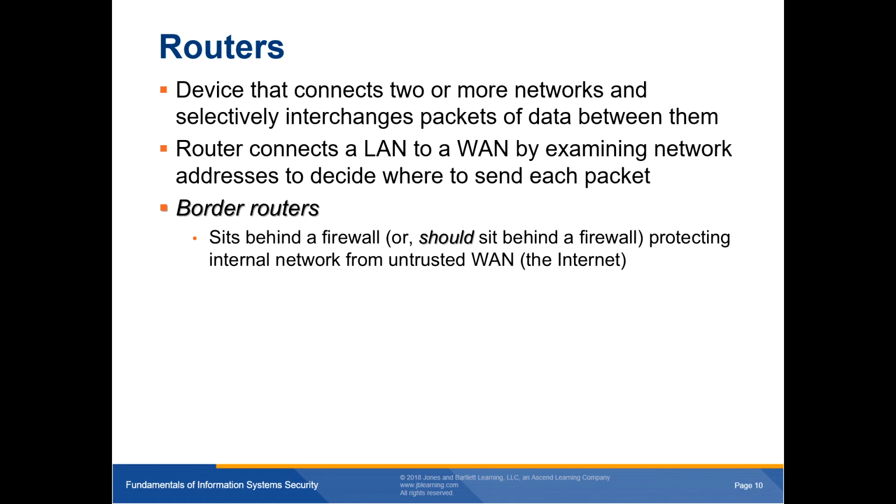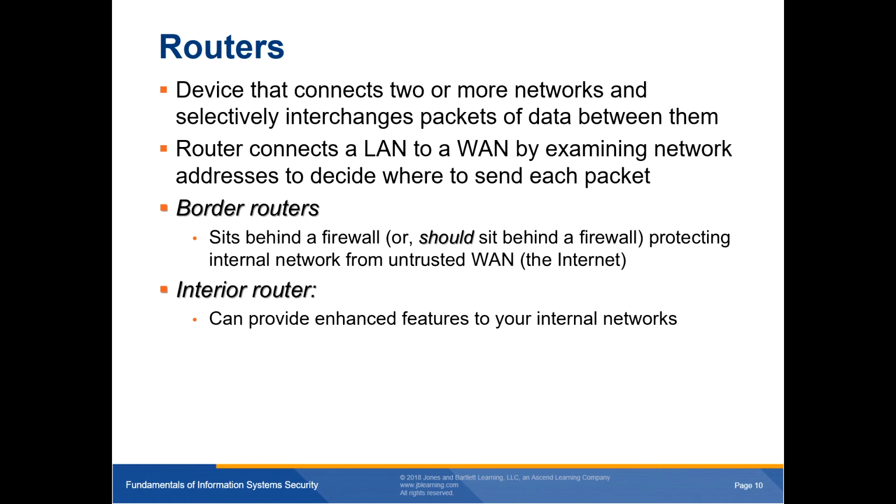It's subject to direct attack from an outside source, and that's why it must sit behind a firewall. The firewall must be between the router and the untrusted internet, which is the wide area network. You have interior routers. Interior routers can provide enhanced features to your internal networks and can be used to keep the subnet traffic separate, but that can also be done with a switch. They can keep traffic out of a subnet and traffic in a subnet. For example, an internal router that sits between the network of an organization's research and development department and the network for the rest of the organization can keep the two networks separate.